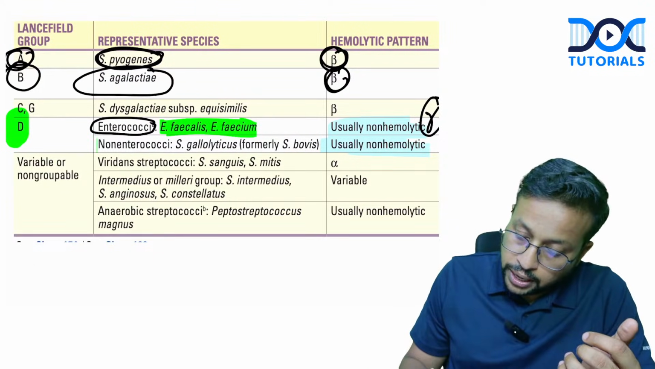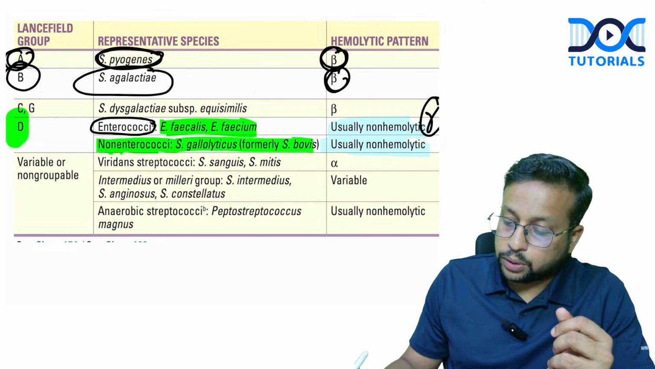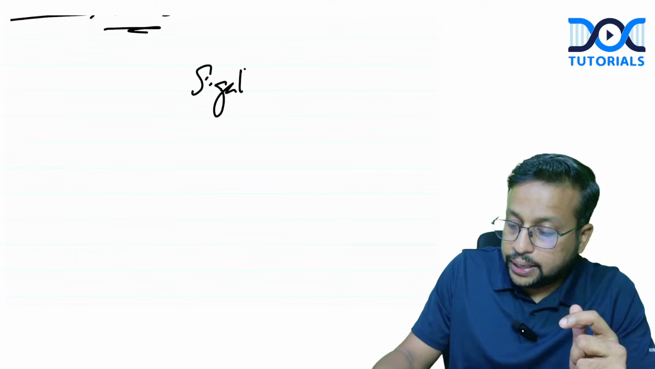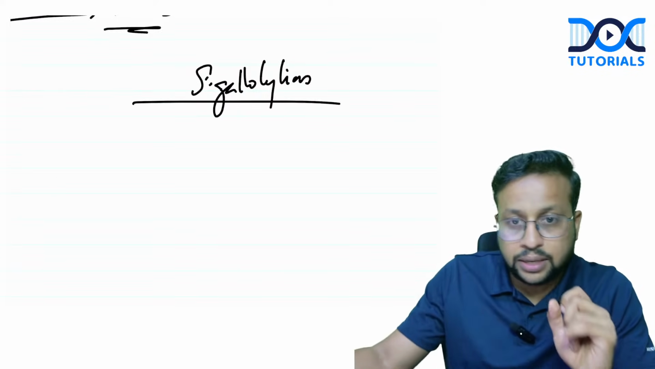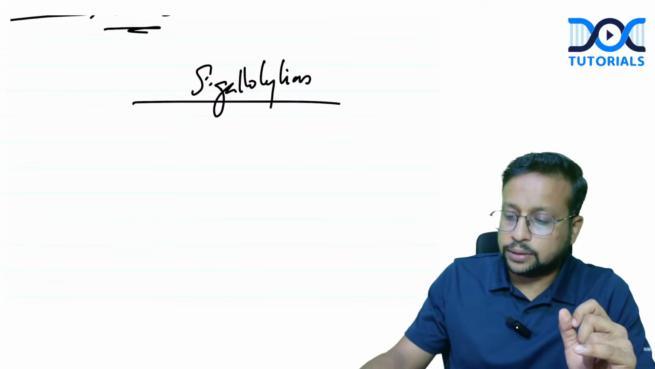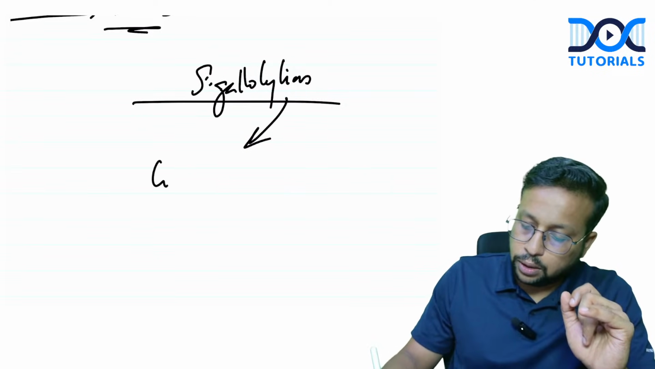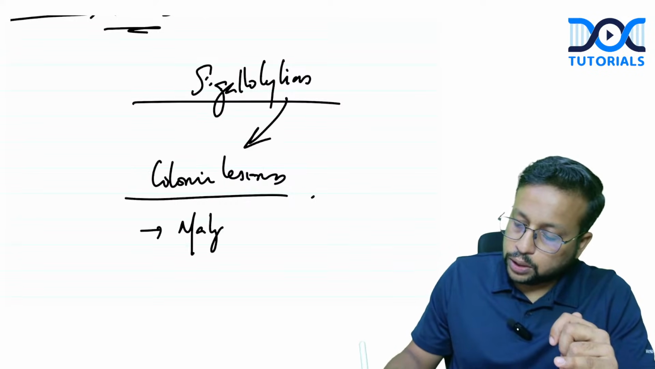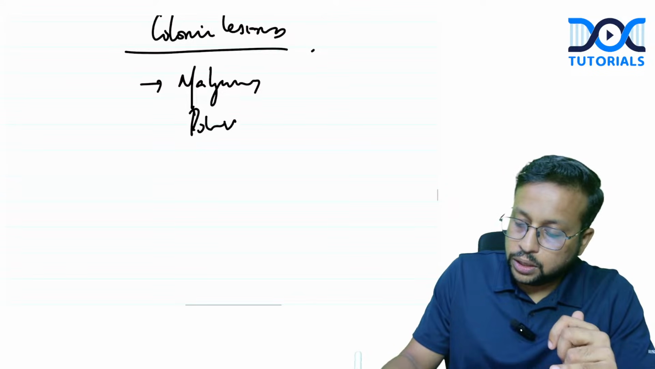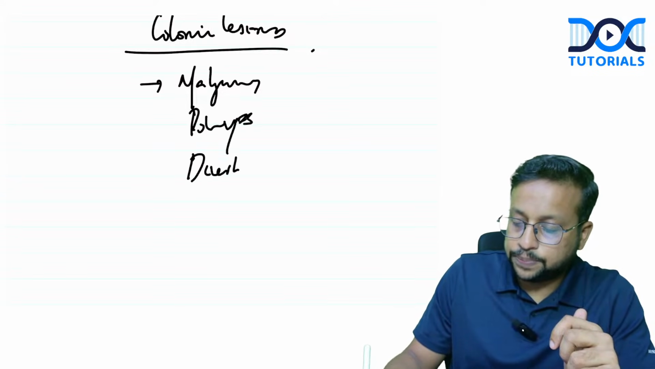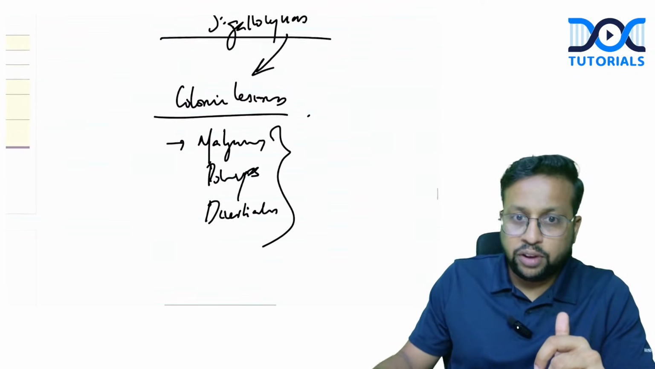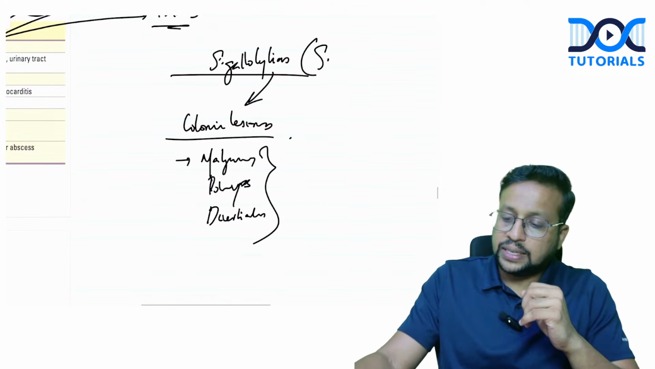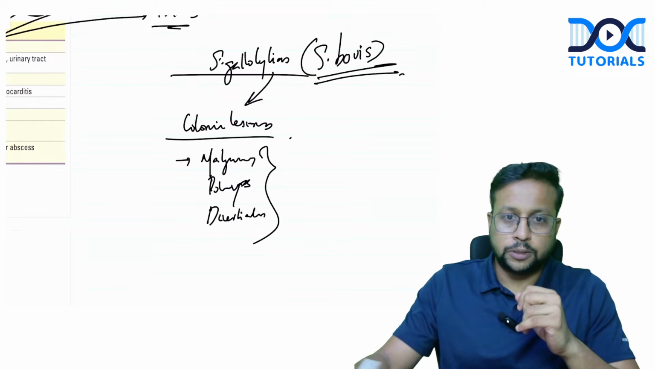And then there's the non-enterococci. Non-enterococci, I have already told, include Streptococcus gallolyticus. Previously, it was called Streptococcus bovis. Streptococcus gallolyticus is very important. If you have bacteremia or infective endocarditis due to this pathogen, you have to look for underlying colonic lesions. The colonic lesions can be colonic malignancy, usually, or some polyps, or even benign lesions like diverticulitis. So you have to do a colonoscopy in every patient who presents with infective endocarditis or bacteremia due to Streptococcus gallolyticus. Previously, this bacteria was called Streptococcus bovis.